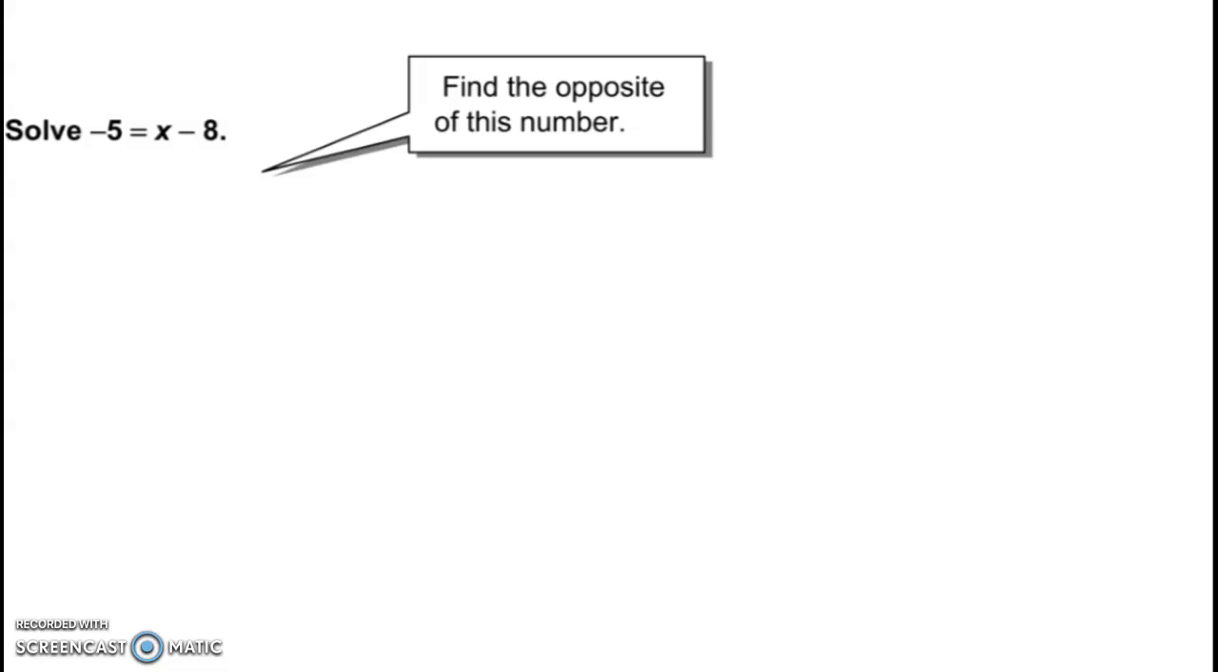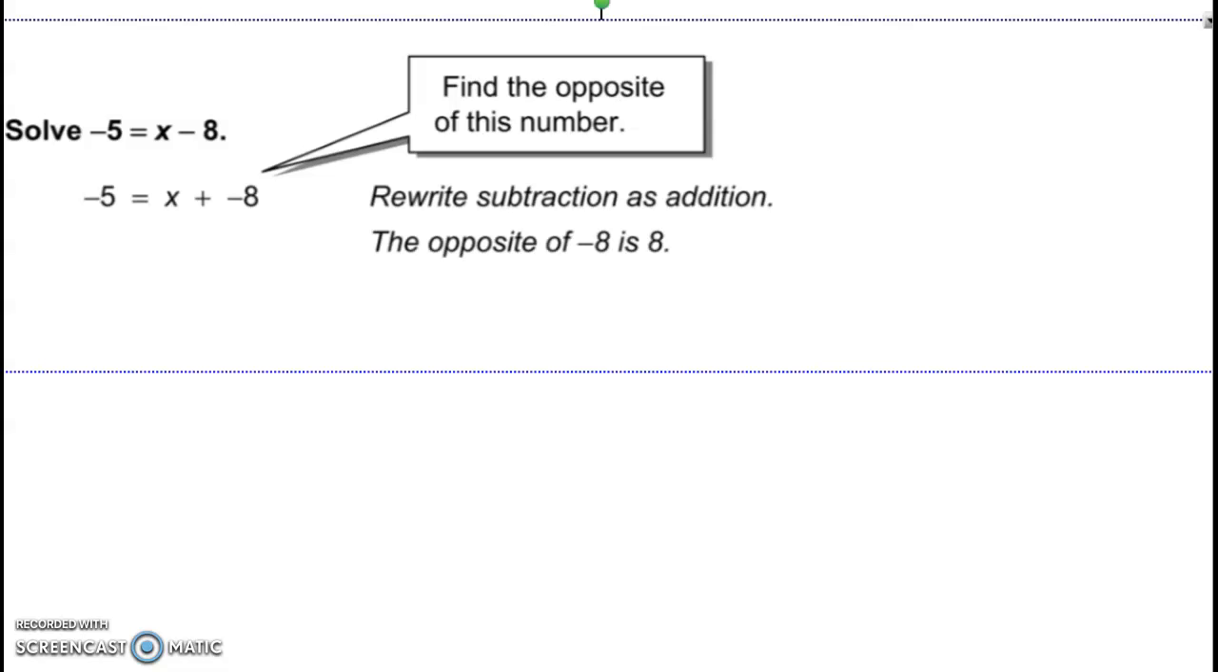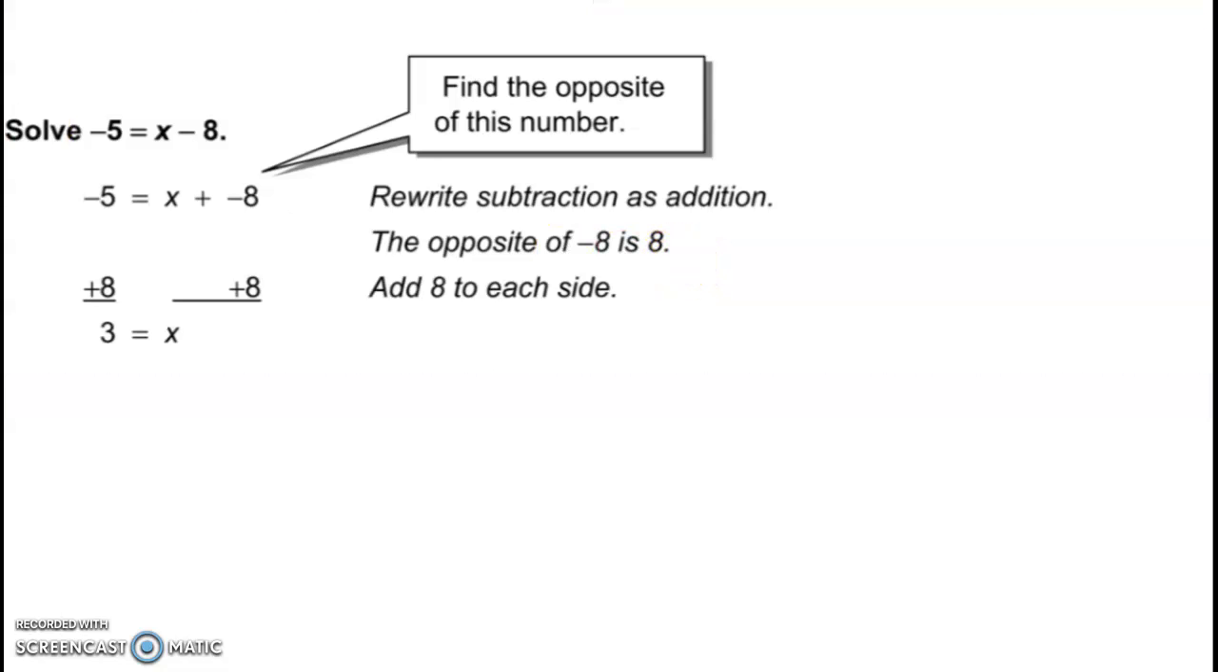Okay, so the opposite of minus 8 is positive 8. So we're going to add 8 on both sides. Okay, and negative 5 plus a positive 8, different signs. Find the difference. 8 minus 5 is 3, and 3 is equal to the x. And again, you can always plug in your answer to make sure it's correct.